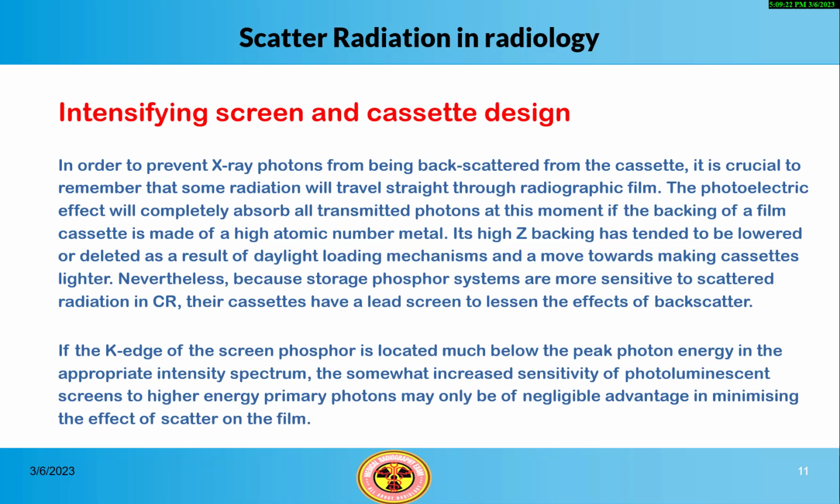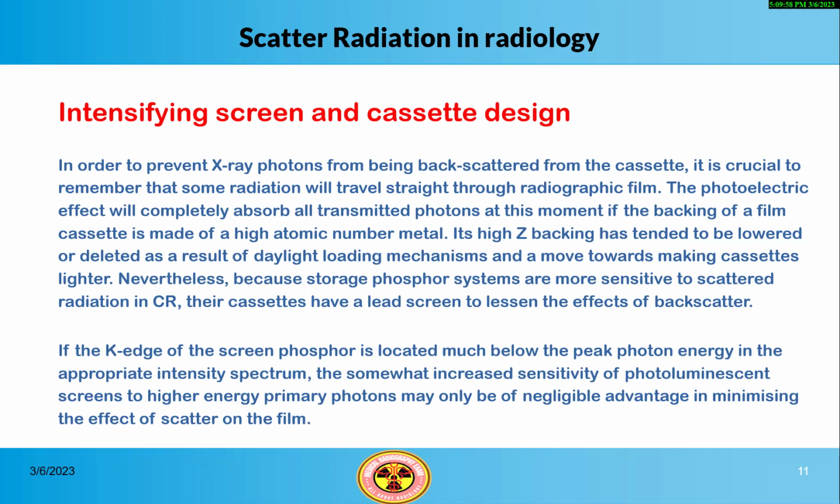Intensifying screen and cassette design. In order to prevent X-ray photons from being backscattered from the cassette, it is crucial to remember that some radiation will travel straight through radiographic film. The photoelectric effect will completely absorb all transmitted photons at this moment if the backing of a film cassette is made of a high atomic number metal. Its high Z backing has tended to be lowered or deleted as a result of daylight loading mechanisms and a move towards making cassettes lighter.